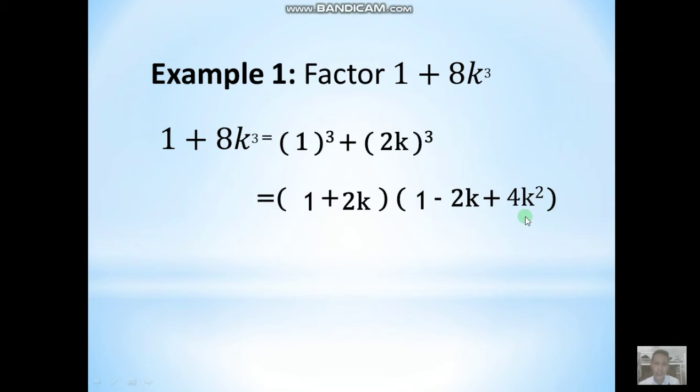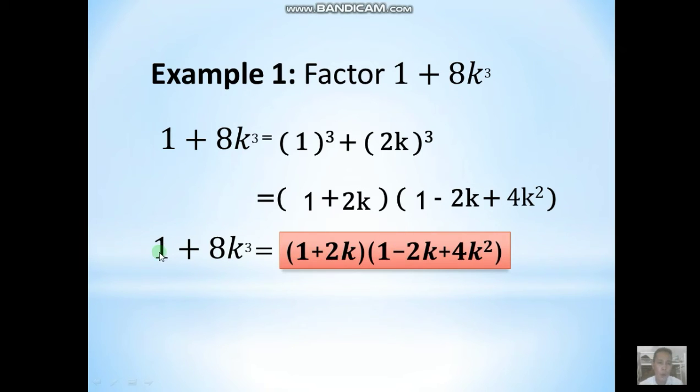If you think, guys, that these factors can no longer be factored out, then stop. So, this is now the complete factored form of 1 plus 8k cubed. This is the binomial factor and the trinomial factor. This is now our answer.